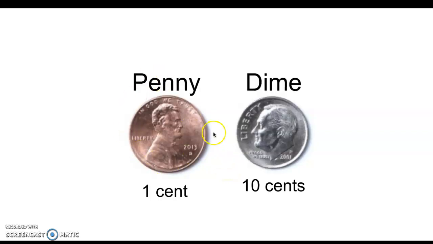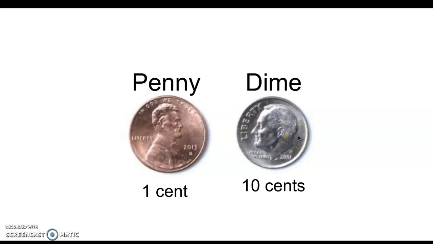So we talked about the penny. The penny is the one on the left, and it's that copper brown color, and it has Abraham Lincoln on the front and the Lincoln Memorial Building on the back. We also talked about how a penny is just worth 1 cent. So if I'm thinking about base 10 blocks, I would think of a penny as just the ones block.